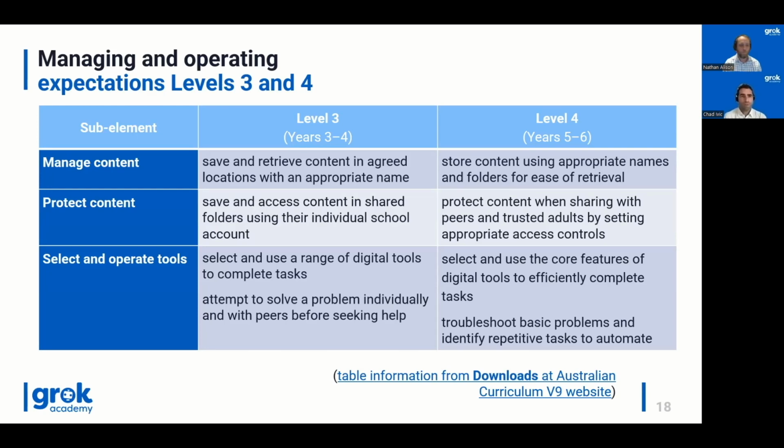Okay, so within this element, there's different levels as well. So just wanted to point those out. Level 3 is for years 3 and 4, and level 4 is for years 5 and 6. These are expectations. If we were to look at protect content and move from left to right, at level 3, you've got save and access content in shared folders using the individual school account. Whereas for level 4, we've got protect content when sharing with peers and trusted adults by setting appropriate access controls. So you can see it's a bit more complex in level 4.